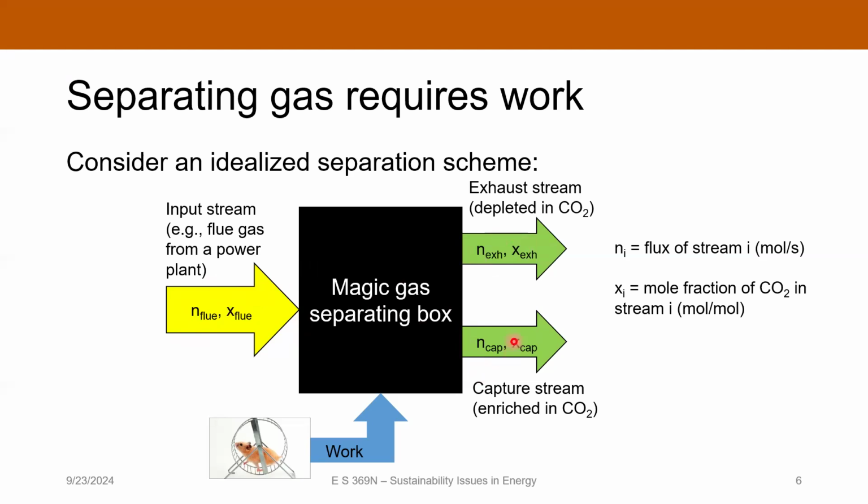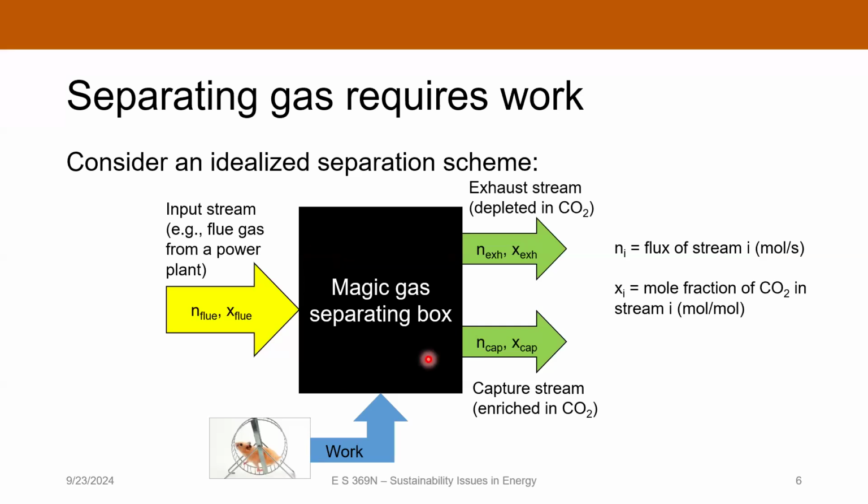So one of them is the captured stream. In an ideal case, this would be 100% CO2. It's usually not, just because of inefficiencies in our magic box. So that's going to have some flux, and it will have some mole fraction of CO2, which we hope is as close to 100% as possible. And then the exhaust stream will have some exhaust flux, and then the mole fraction of CO2 in the exhaust hopefully will be as close to zero as possible.